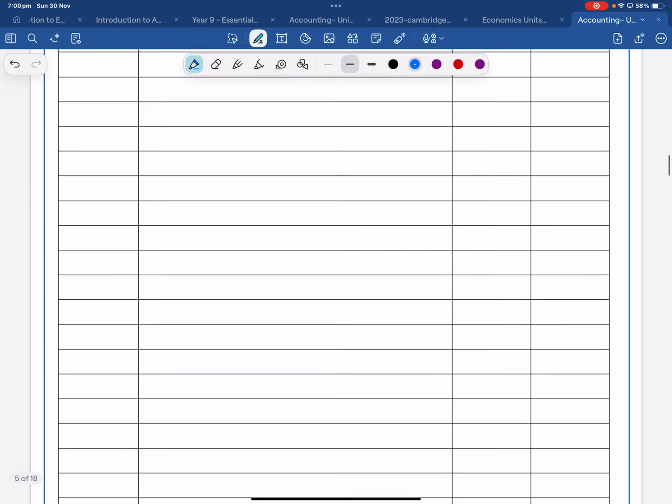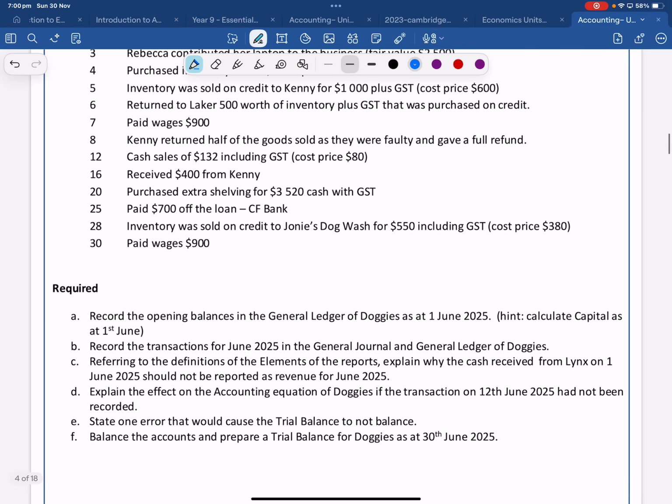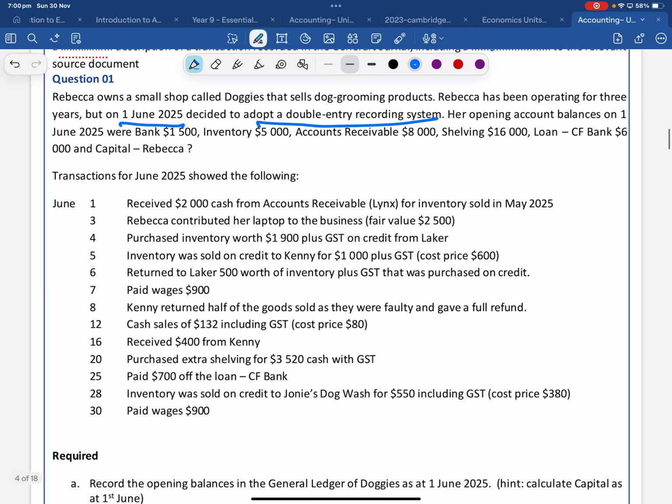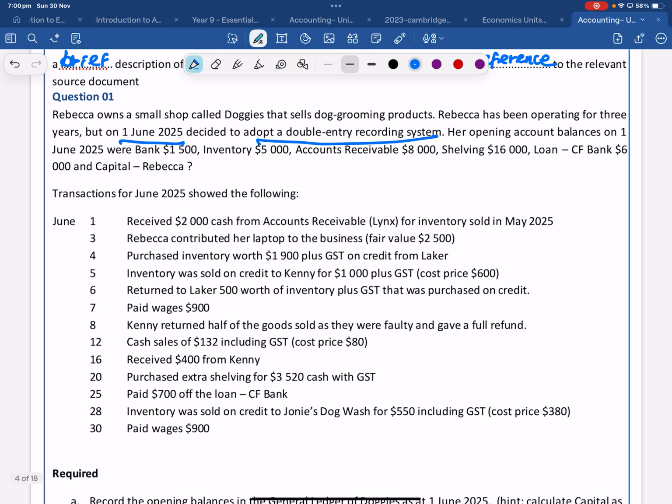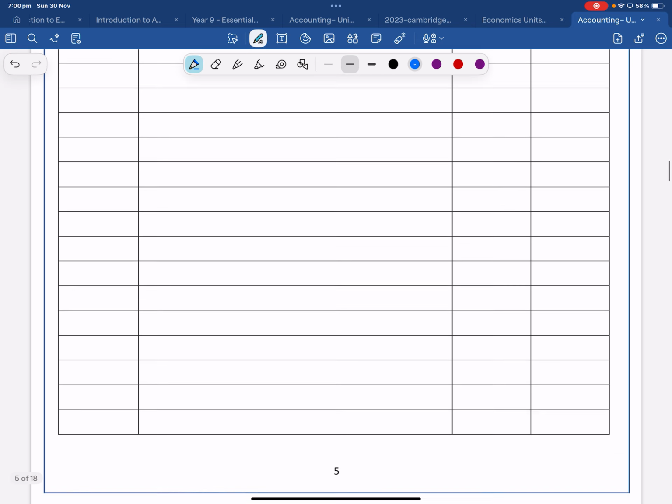Then we have to find the capital. Capital is going to be 24,500?